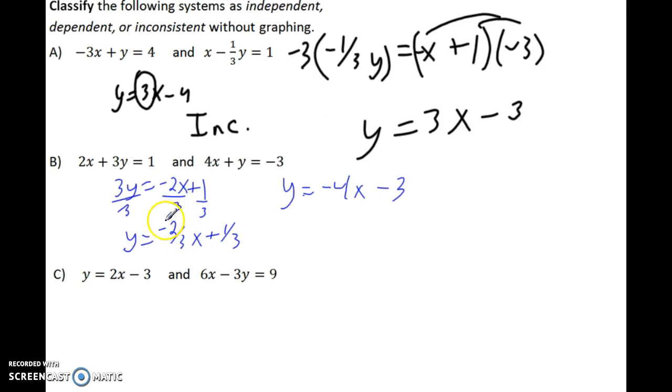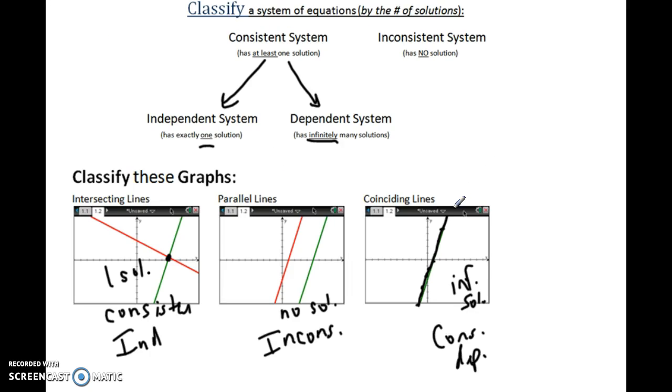Here you can see that we have a slope of -2/3 and a slope of -4 when you solve them for y. So they're going to have different slopes, which means they would cross and have one solution, which again means one solution is consistent and independent.